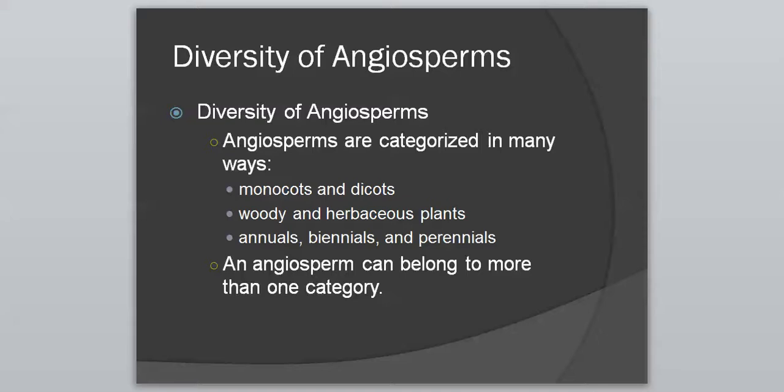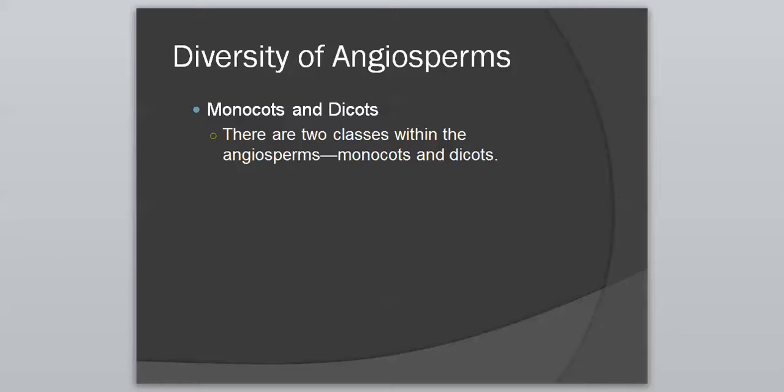So now we're going to look at the diversity of the angiosperms. And the first thing is how they're categorized, and they're categorized in many ways. One way being monocots or dicots, woody or herbaceous, annuals, biennials, and perennials. We'll talk about what each one of these words means. And an angiosperm can belong to more than one category. So we can have woody monocots that are biennials, or herbaceous dicots that are annuals, or any combination of those. So they can't just be classified as one or the other. They can be classified in a variety of ways.